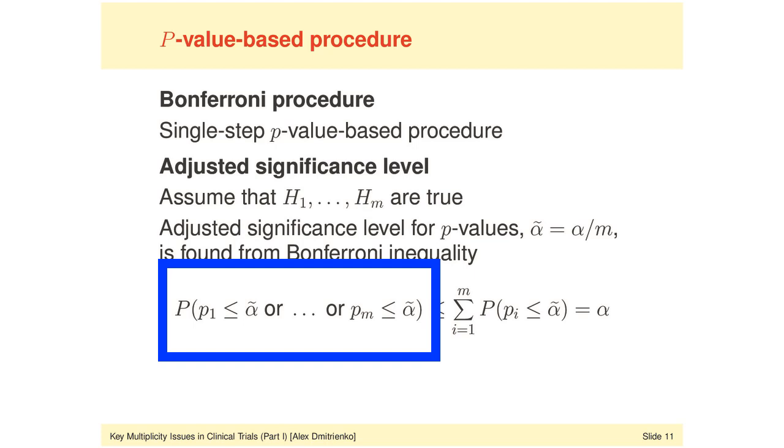And with the Bonferroni inequality, we can show that this probability is less than or equal to alpha if the adjusted significance level for each p-value is alpha over m. What is important to remember here is that we did not directly evaluate this probability, because this would have required knowledge of the joint distribution of the p-values. But instead of this, we simply used an upper bound for this probability based on the Bonferroni inequality. It's a very important point here.